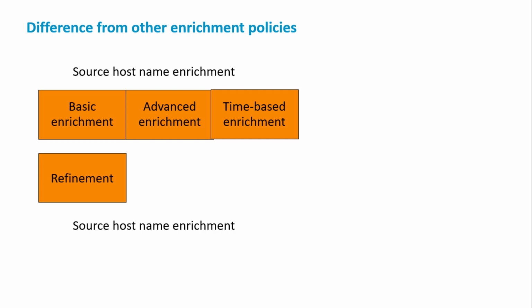How is this policy different from other enrichment policies? Basic, advanced, and time-based enrichment policies do not allow you to enrich the source host name. Only the refinement policy enables you to enrich the source host name because it needs to be enriched at the first level ahead of the other policy phases and is used further for entity enrichment. In addition to the host name, you can also enrich slots that are used to look up topology information.